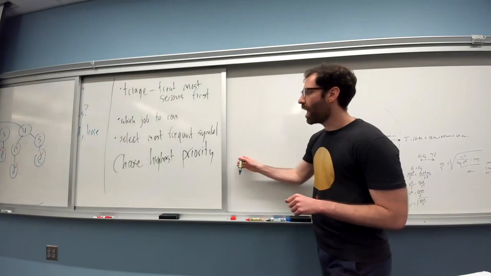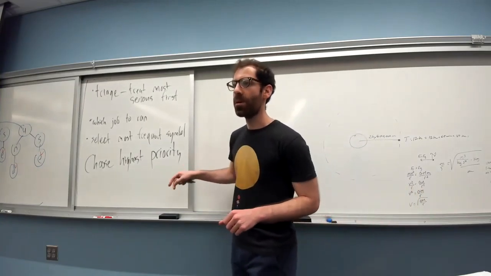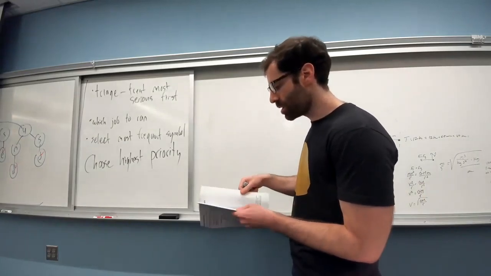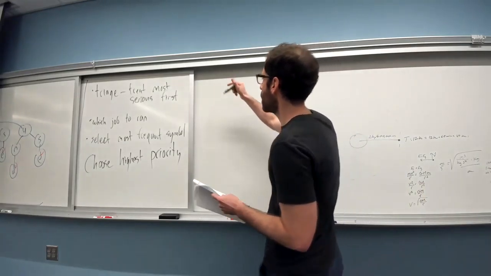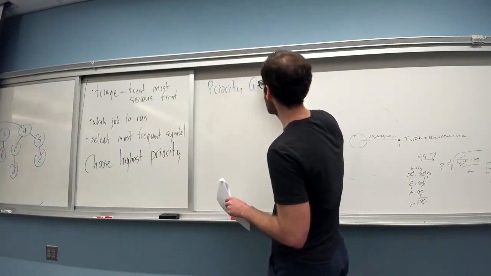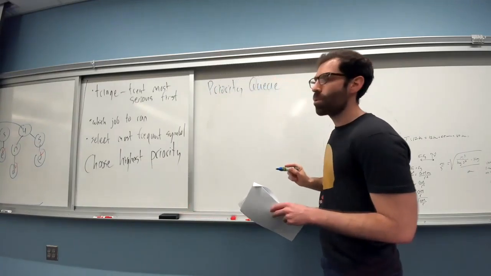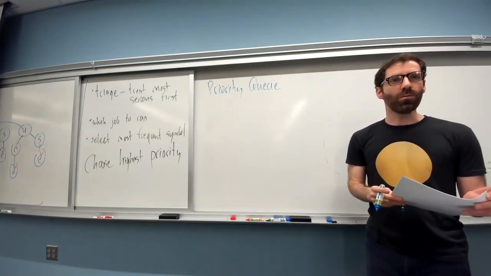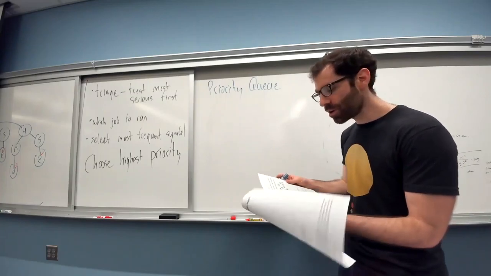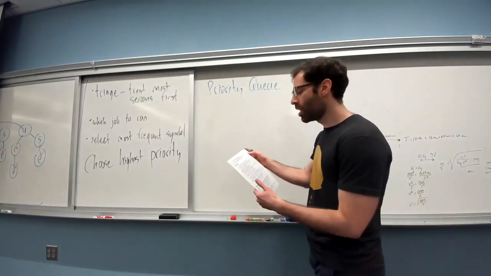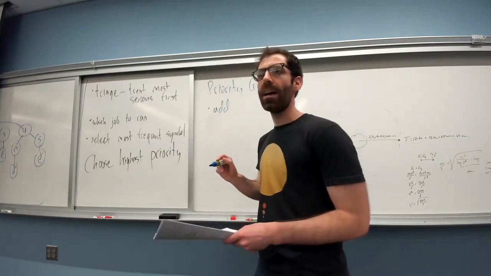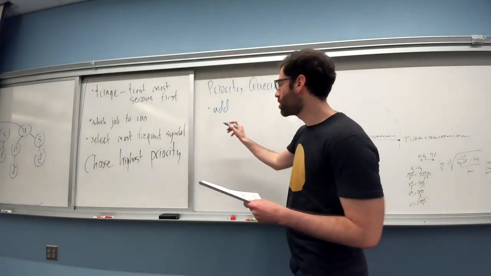And there is an abstract data type, a conceptual data type that we would use in this sort of situation, which is called a priority queue, perhaps unsurprisingly. And with our priority queue abstract data structure, we're going to be able to add things to the priority queue.